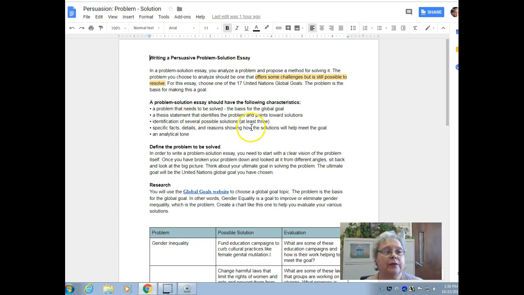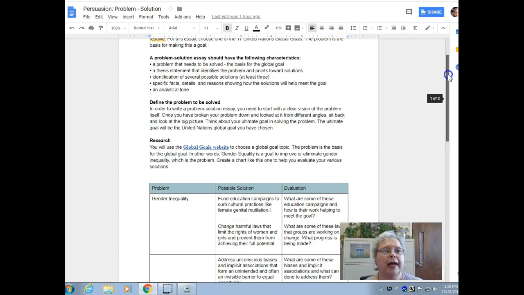Specific facts, details, and reasons showing how the solutions will help meet the goal. That is something you should be researching right now. And it should have an analytical tone, and it should be an academic tone too. So you're writing this in third person with no I or me or we or us in it, and no you in it also. So third person academic tone.